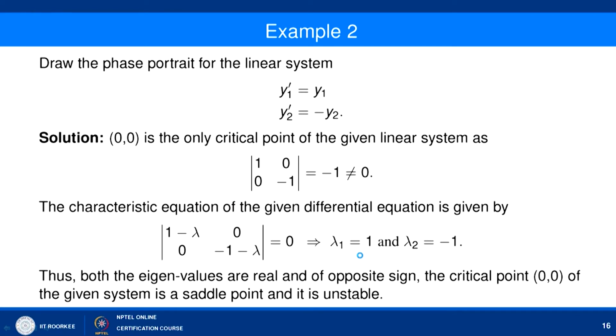Draw the phase portrait for the linear system y1 dash equal to y1 and y2 dash equal to minus y2. We can see that 0 comma 0 is the only critical point, and we can check that the determinant is minus 1. Now, the characteristic equation of the given differential equation gives the roots lambda 1 equal to 1 and lambda 2 equal to minus 1. So both are real, unequal and have opposite sign. So in this case the critical point 0 comma 0 is a saddle point and it is unstable here.